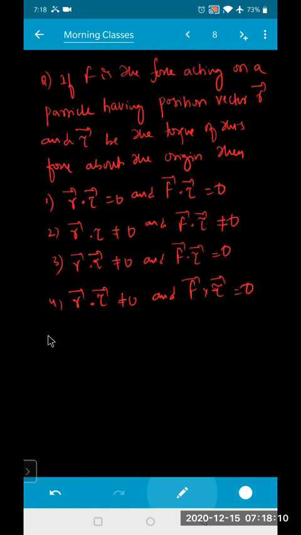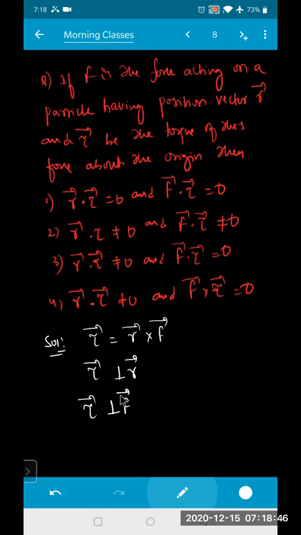So this was a CBSE PMT question, medical entrance, all India. If F is the force acting on a particle having a position vector R bar and tau be the torque of this force about the origin, then what is the relation you can write? So what is the torque formula, you tell me first, beta? Tau bar is equal to what? R bar cross F bar. That means torque tau is perpendicular to R bar. Torque is also perpendicular to F bar.